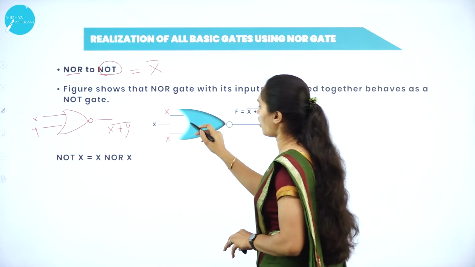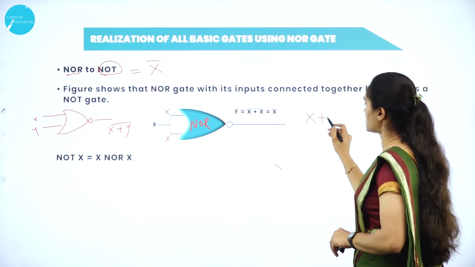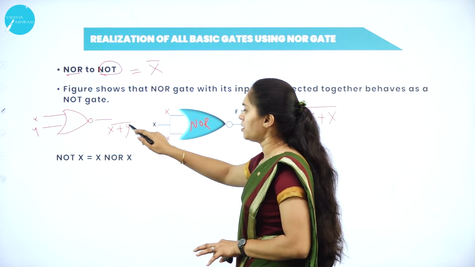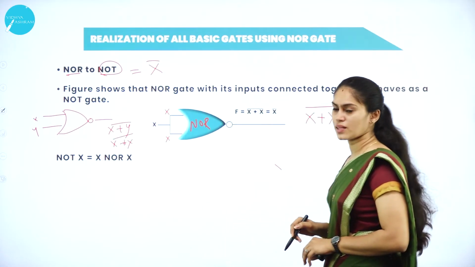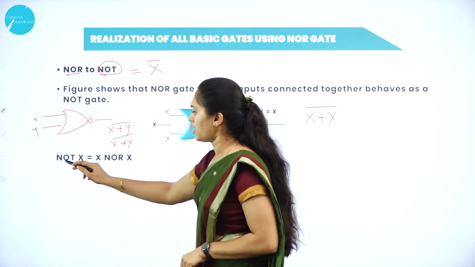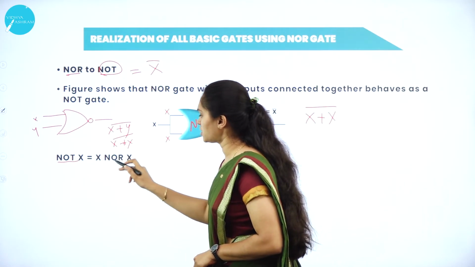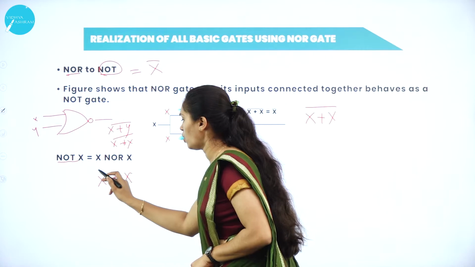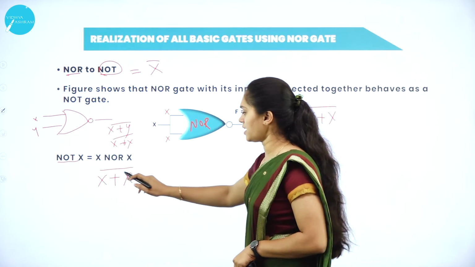So when it reaches the NOR gate, it will become x plus x whole bar. Why? Because the NOR gate is nothing but x plus y whole bar, but here both the inputs are the x value. So x plus x whole bar. Now we'll see how we are going to do that realization. I'm expecting NOT x, that means inverted x, that we are expecting. x NOR x, so how am I going to write? x plus x whole bar. So this represents the NOR gate, right?